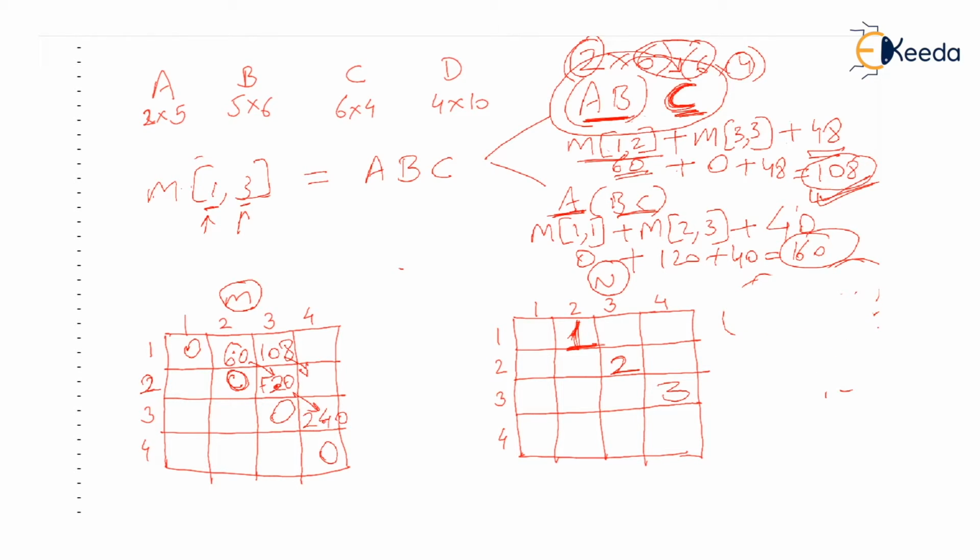How did we get this 108 result? 108 we got for this combination, isn't it? AB multiplied with C. So the cut here was at B, and B is the second matrix. So I am going to put N13. Observe this, the number where I am writing is 2 because the cut was found at the second matrix. I hope you understand why we are filling the N matrix now.